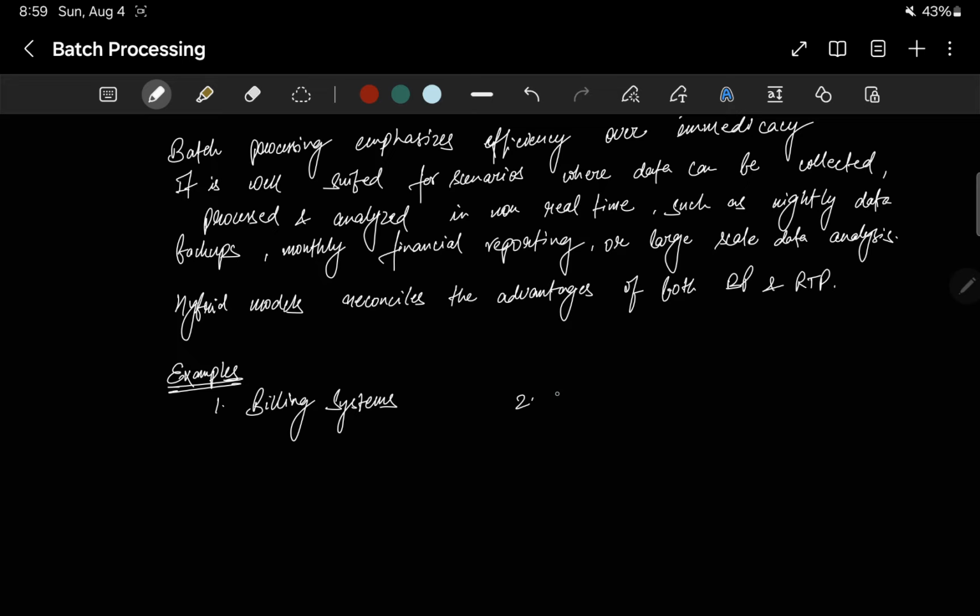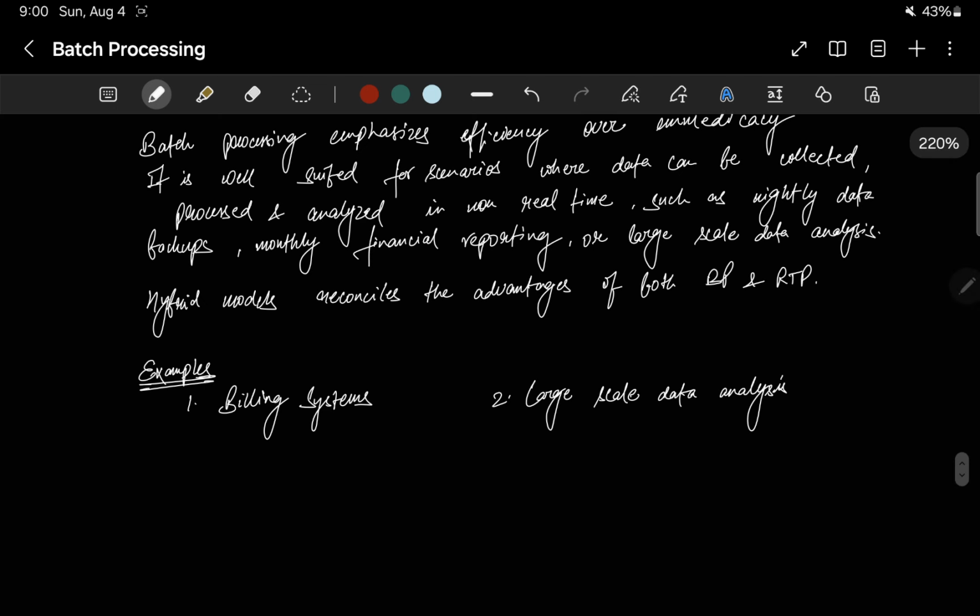Next comes large scale data analysis. Batch processing is pivotal in large scale data analysis scenarios. Organizations leverage batch processing to derive insights from extensive datasets, conduct historical trend analysis, and generate reports. This is common in fields like business intelligence, scientific research, and market analysis.